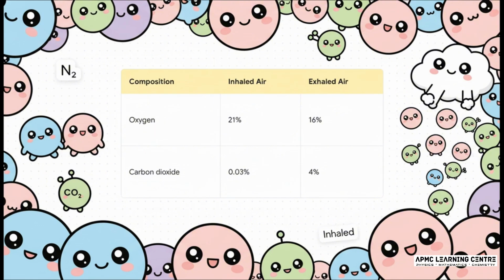It's mostly nitrogen and oxygen gas, with a little argon, some carbon dioxide, and a bunch of other stuff all mixed in. And we know it's a mixture because its composition can change. I mean, look at this slide. The air you breathe in has a different amount of oxygen and CO2 than the air you breathe out. A compound could never do that. Its ratio is fixed, remember?